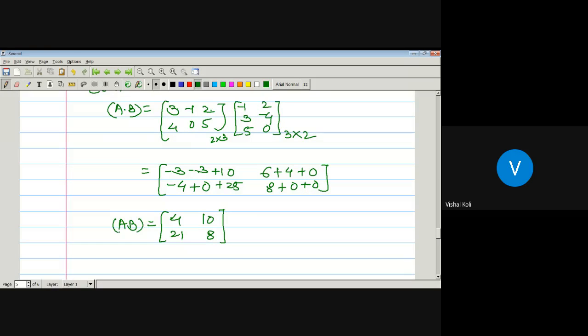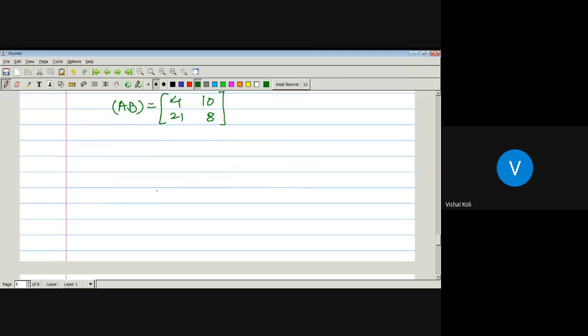Okay, now just find its transpose since we require (A B) transpose. So (A B) transpose, that is (A B) dash, is equal to, make the rows as columns, 4, 10, 21, 8. So this will be (A B) transpose.